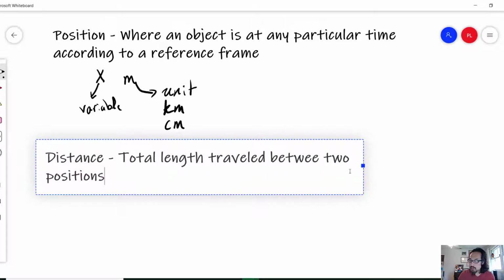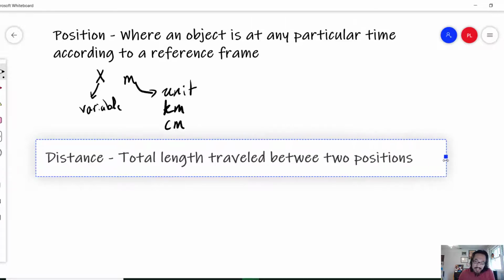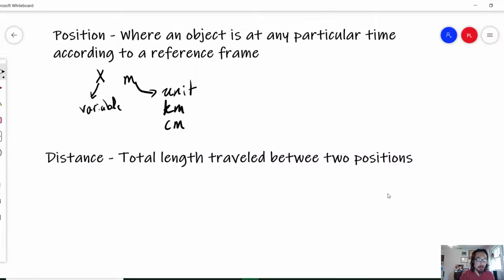Now, you might be thinking to yourself, Mr. Lee, I get it, right? That's something that I would use to describe distance in my everyday life. But I want to highlight a word here, because this word actually makes the biggest difference, and that word is the total. Okay, because that is the key word that separates distance from displacement.